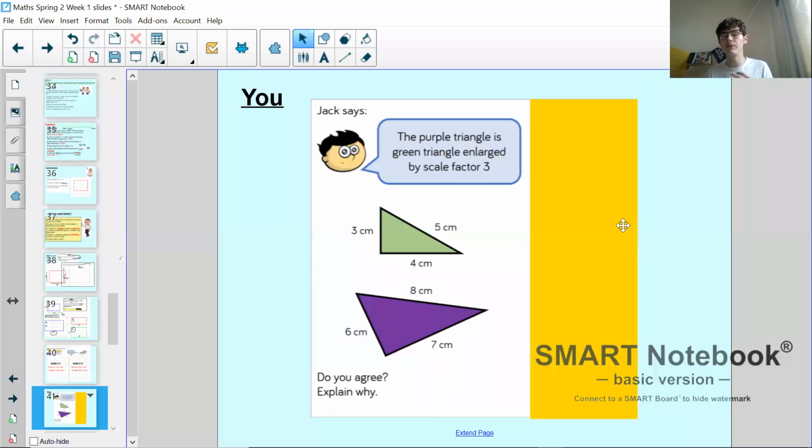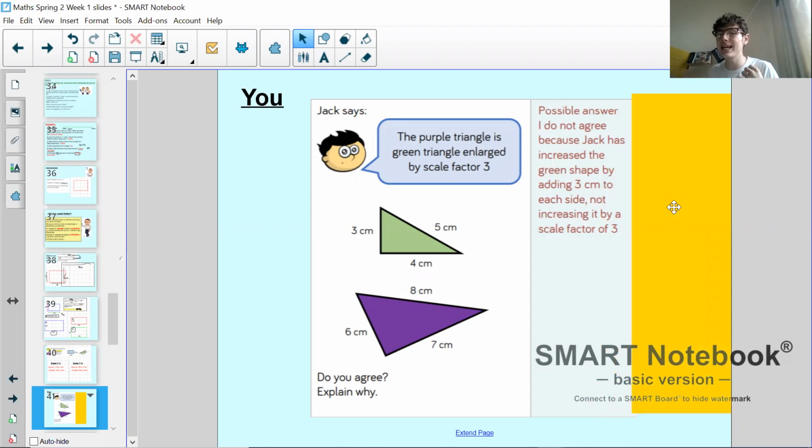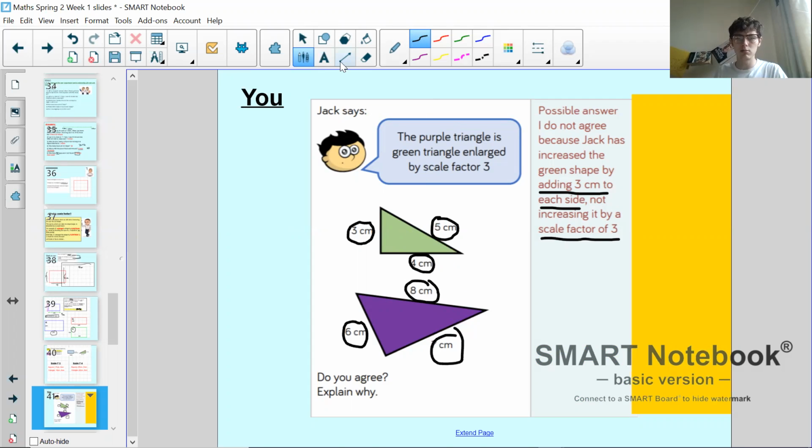Okay, Year 6, so well done if you had a go at that question. And the answer, I would say, is no, I do not agree, because Jack has increased the green shape by adding 3 centimeters to each side, not increasing it by scale factor of 3. Okay, so let's have a look at our measurements. We've got 3 centimeters along the side and then 6 centimeters on the purple one. We've got 5 along the longest side and 8 on the purple one, and then 4 to 7. Okay, let me move that a little bit so that you can actually see it.